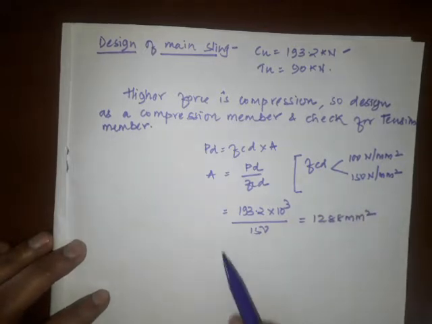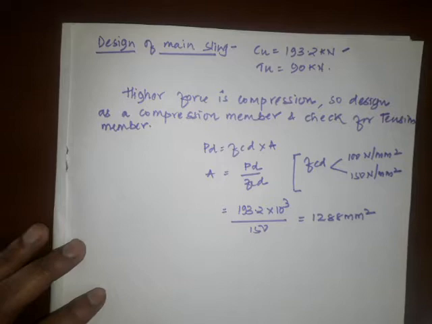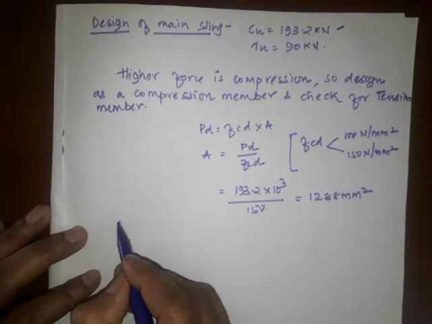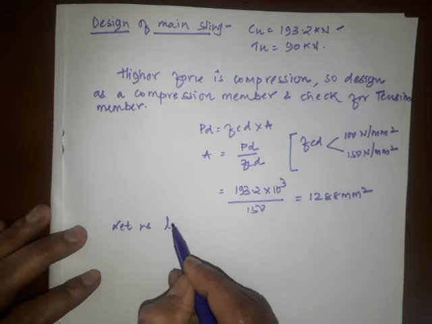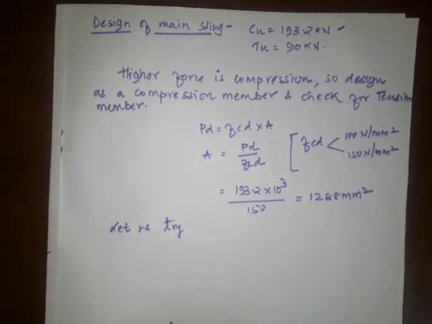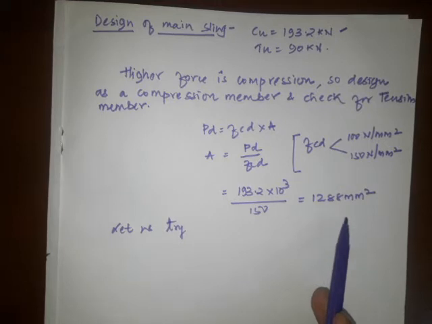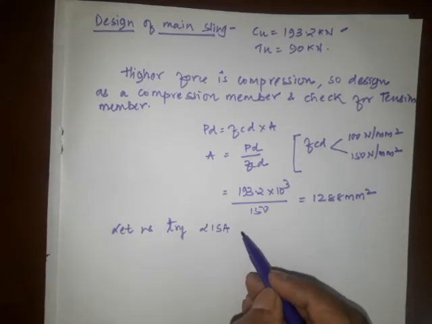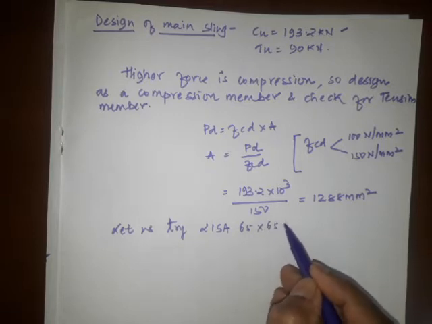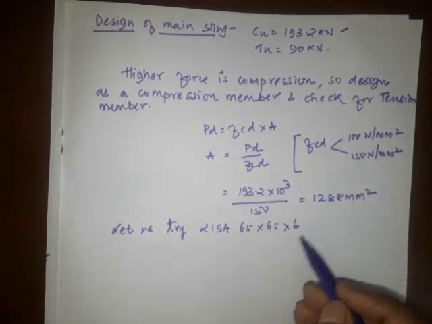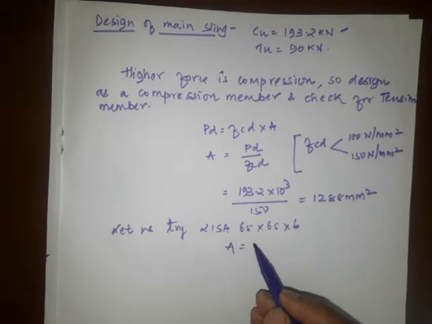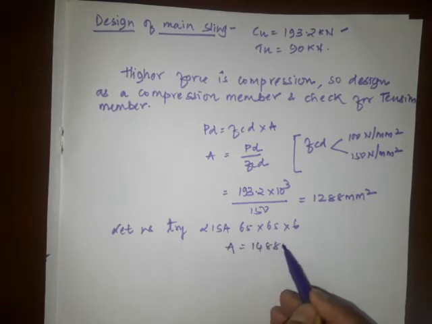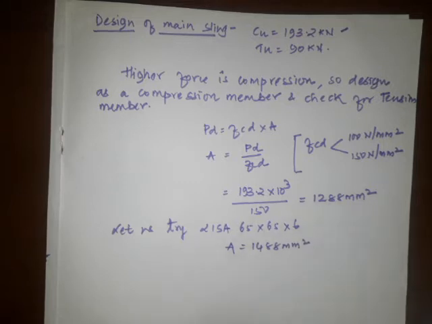1288 mm square. Now what you have to do? You have to select a section from steel table. Again you have to follow the same procedure. You have to select double angle from steel table. Let us try 2 ISA 65 by 65 by 6. For that the area is 1488, which is more than what you have required.